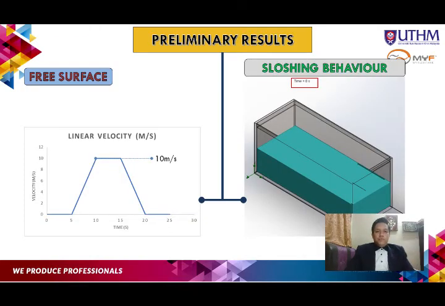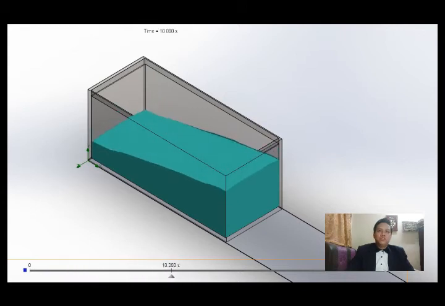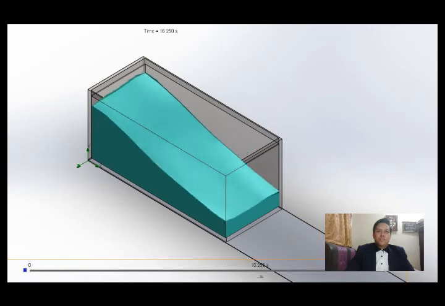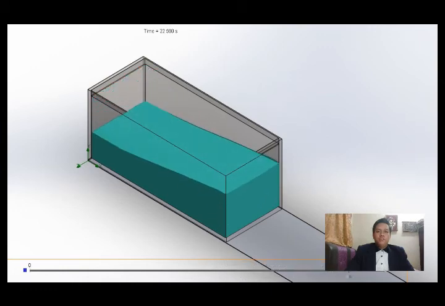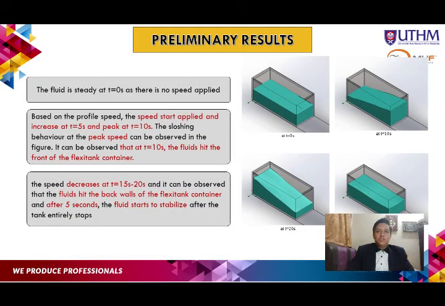Okay, next we proceed to the preliminary results. Firstly, we will go to the free surface. Normally the free surface will be analyzed for the sloshing behavior. So this video presents the sloshing behavior due to the motions obeying the speed profile. This video shows the motion under 10 meters per second. We can observe that at time equal to 0 seconds, the flow is at a steady state as there is no speed applied, and obeying the speed profile, the speed starts to be applied at 5 seconds.